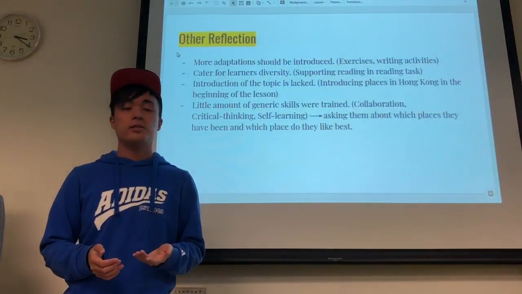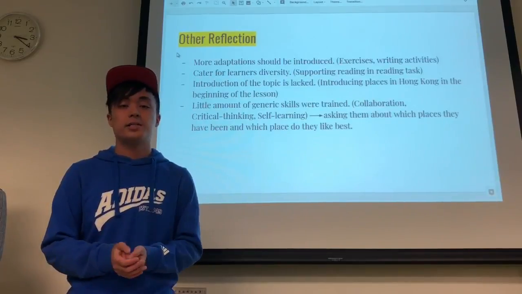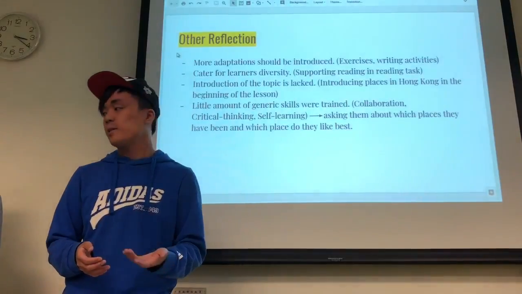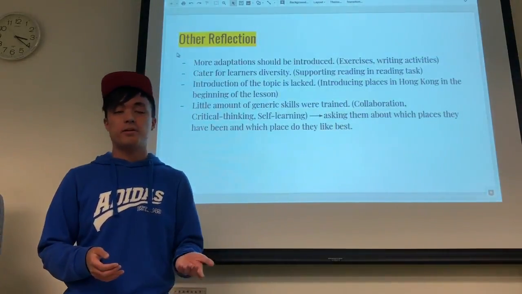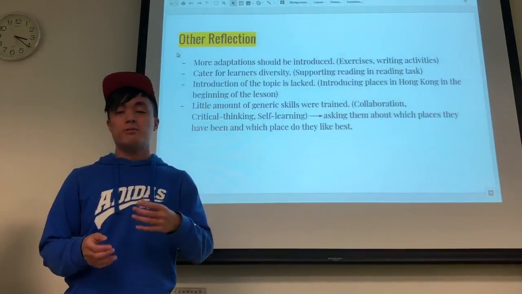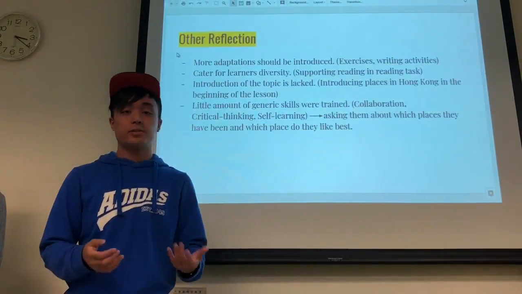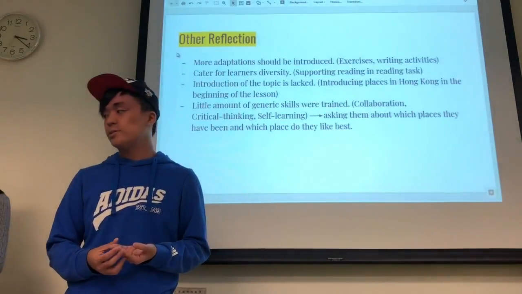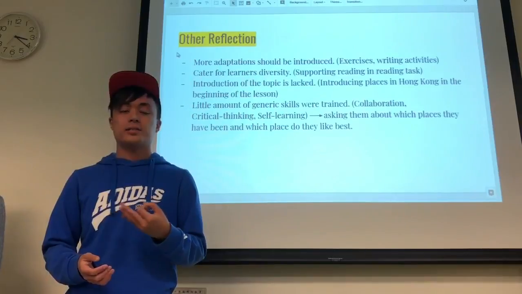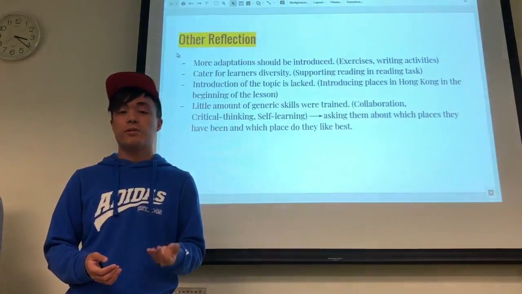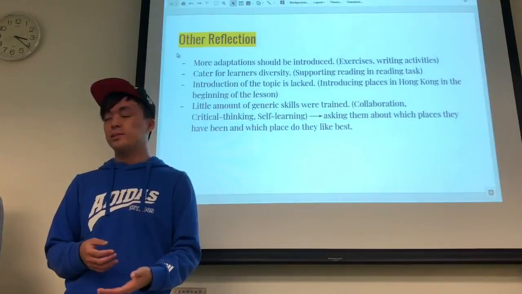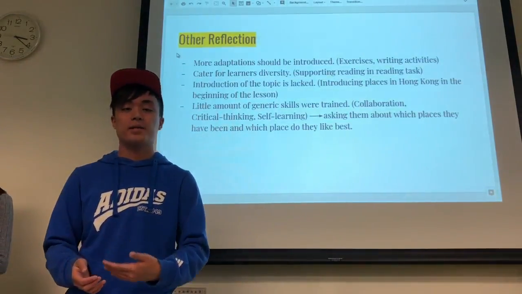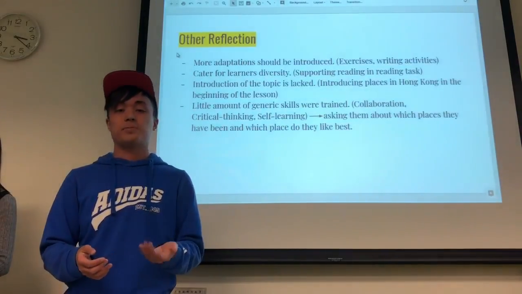And an introduction of the topic is also lacking to arouse the interest of students, such as I can introduce some places in Hong Kong and ask the students whether they have been there or whether they want to go there, to arouse their interest rather than just introducing the passage just like now. The last thing is that few generic skills were trained other than collaboration. I think that critical thinking and self-learning can also be trained by asking them different questions about their daily life and topics related to their experience.